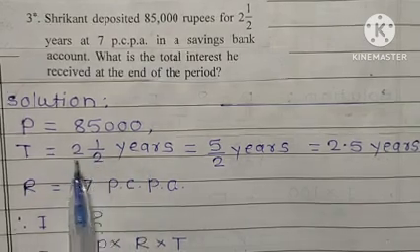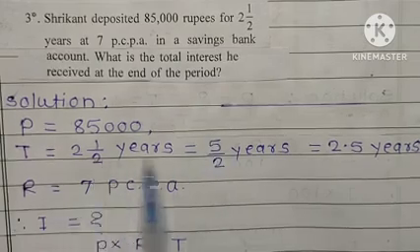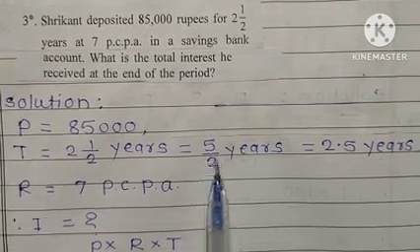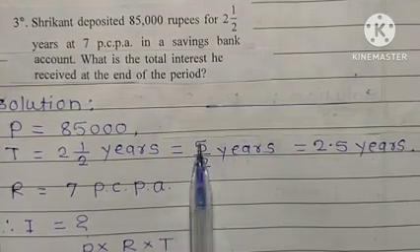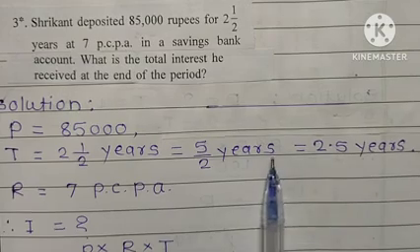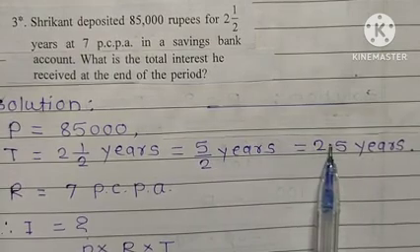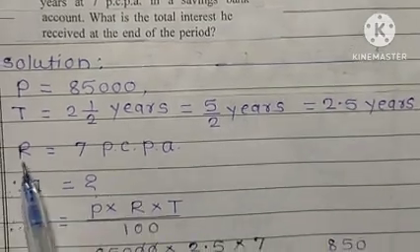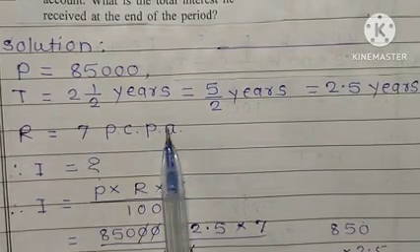That means 2 into 2 plus 1, that is 5 upon 2. So 2.5 years means 5 by 2 years. And that means dividing this by 2. 2 into 2 is 4, carry 1. Taking 0 will give you 2 into 5 is 10. That means 2.5 years. Okay. Now R, that is rate of interest, 7 percent per annum.